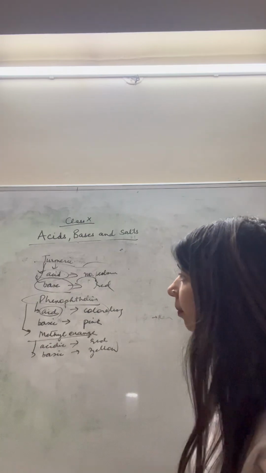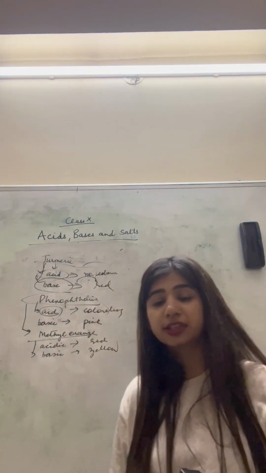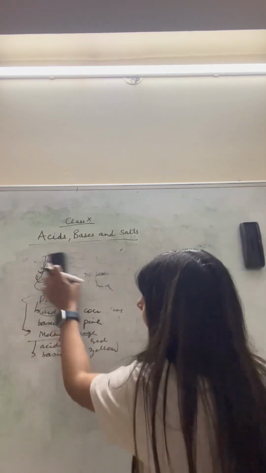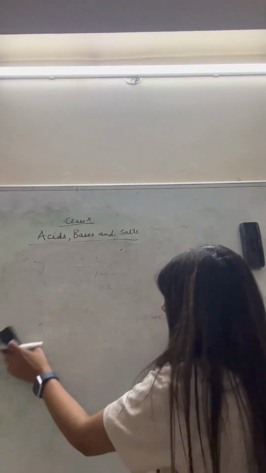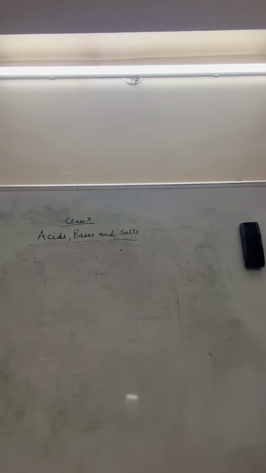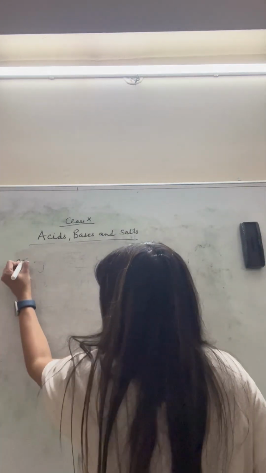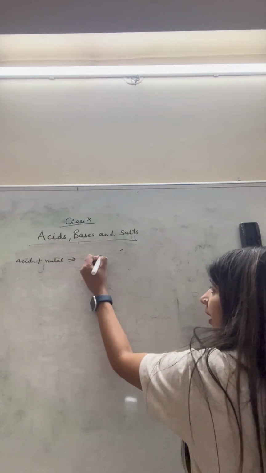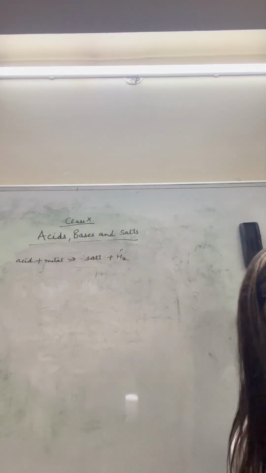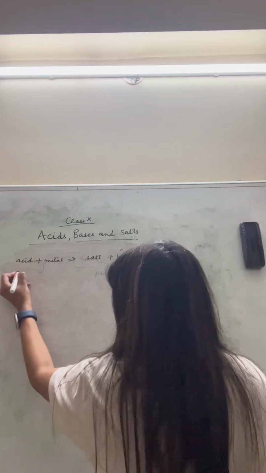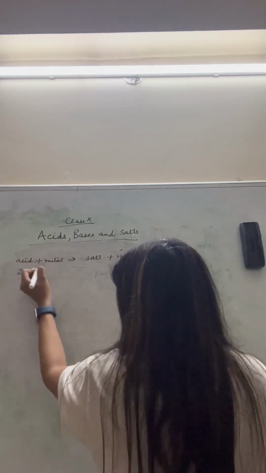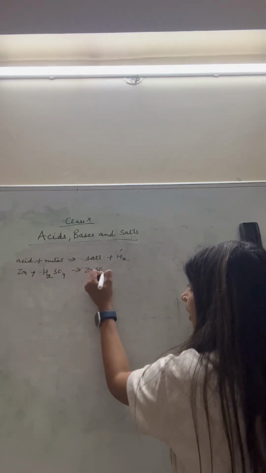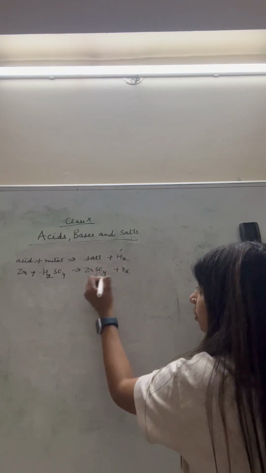Okay, so this was all about indicators which tell us whether the solution is acidic or basic. Now we are going to learn about some chemical properties of acids and bases. For example, when you combine an acid and a metal, you get a salt and hydrogen gas is liberated. Like if you take the metal zinc and the acid sulfuric acid, you will see that a salt is produced, that is zinc sulfate. This is a salt.